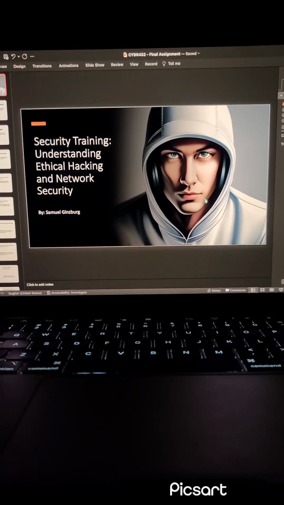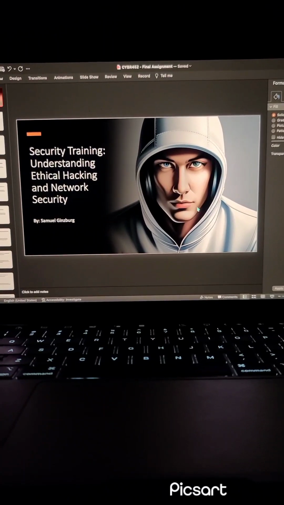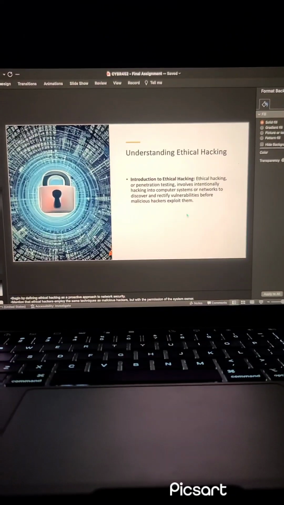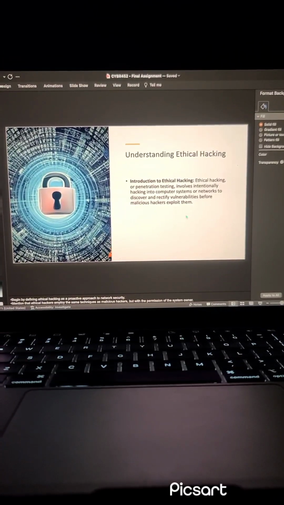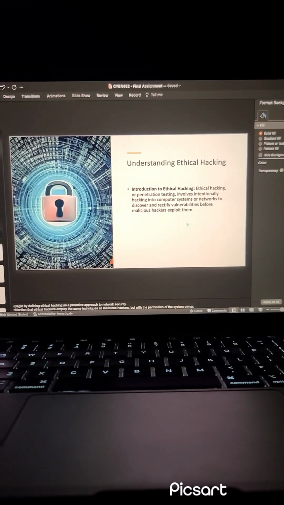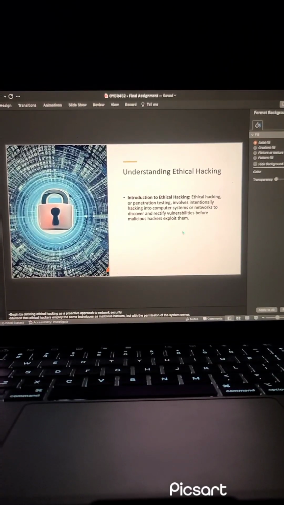My name is Samuel Ginzburg, and I'm going to be presenting my presentation on security training, understanding ethical hacking on network security. So, first off, understanding ethical hacking. Ethical hacking is a proactive approach to network security. Ethical hackers employ the same techniques as malicious hackers, but with the permission of the system owner.